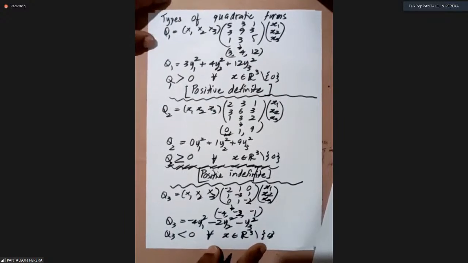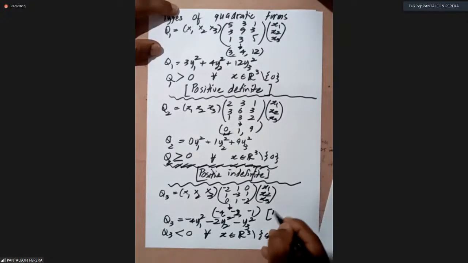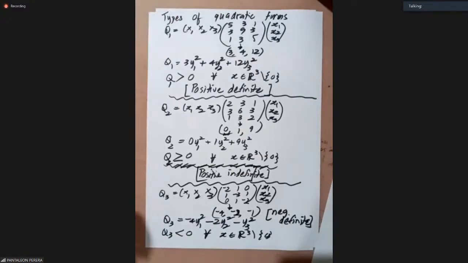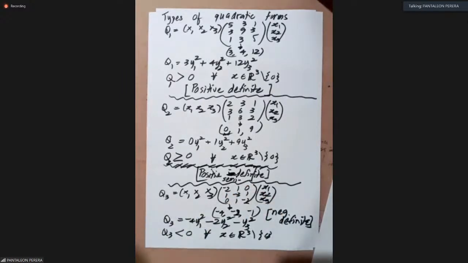Negative. What about this one? This negative is called negative definite. Sorry, not indefinite. I'm sorry. I mean, positive semi-definite. Positive or zero is semi-definite.